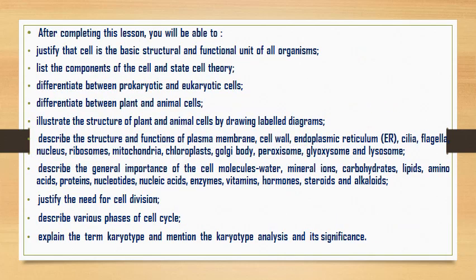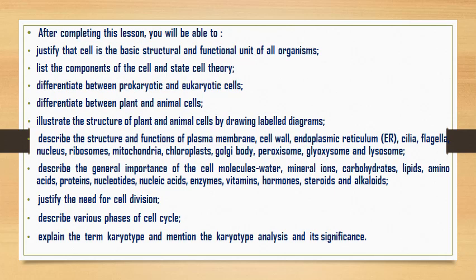So after completing this lesson, you will be able to justify that cell is the basic structural and functional unit of life. List the components of the cell and state cell theory. Differentiate between prokaryotic and eukaryotic cells. Differentiate between plant and animal cells. Illustrate the structure of plant and animal cells by drawing labelled diagrams.